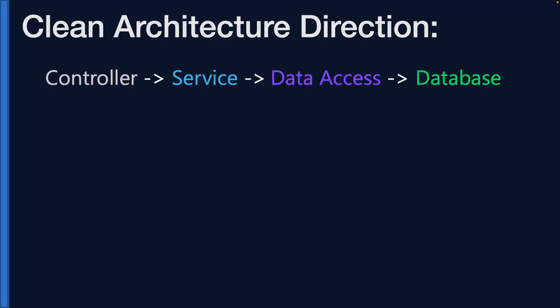Each layer has a clear responsibility. Controllers handle HTTP requests, services handle business logic, data access handles interaction with the database, and the database remains the single source of truth. This separation is what makes systems scalable and maintainable.